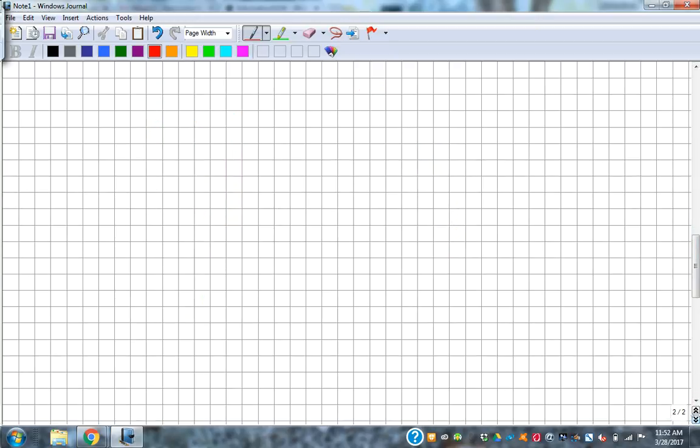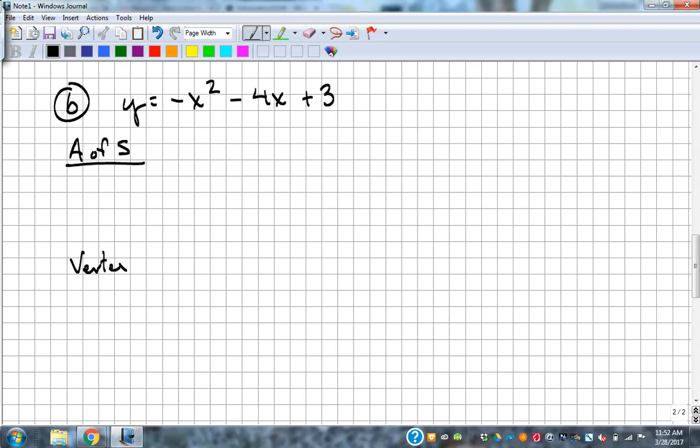All right, let's look at another one. Example B. Let's do y equals -x squared minus 4x plus 3. Pretty simple there. And we're going to do the same thing. We're going to find the axis of symmetry, the vertex, and we're going to do a table. And then we're going to graph it on a coordinate plane. I won't draw the coordinate plane until I know what my x and y values need to be. I don't know how big to draw it.